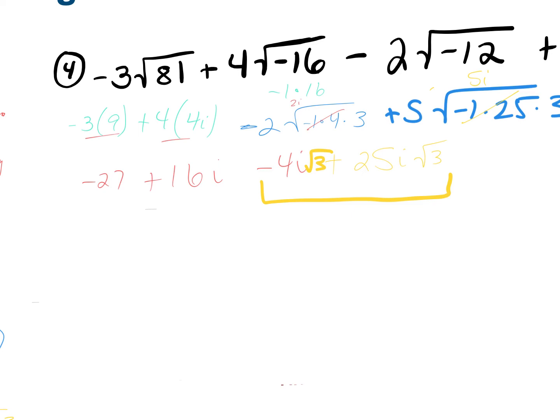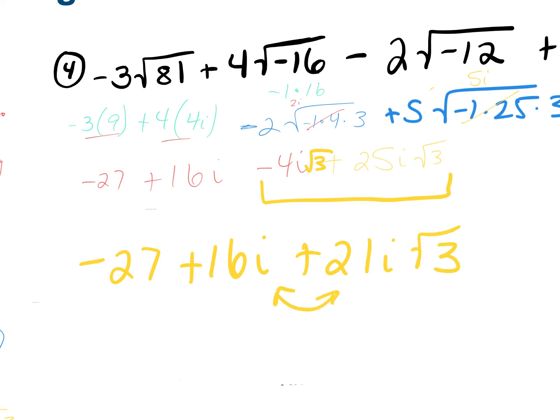Imaginary. So that negative 27 is going to stay out in front. You can put the 16i here. You can put it at the end. It doesn't matter, as long as imaginaries are behind the reals. But negative 4 plus 25 gives me what? 21. So I have plus 21i root 3. If you switch these two spots, that's perfectly fine. If you had negative 27 plus 21i root 3 plus 16i, that's fine. Just make sure the real part is first.